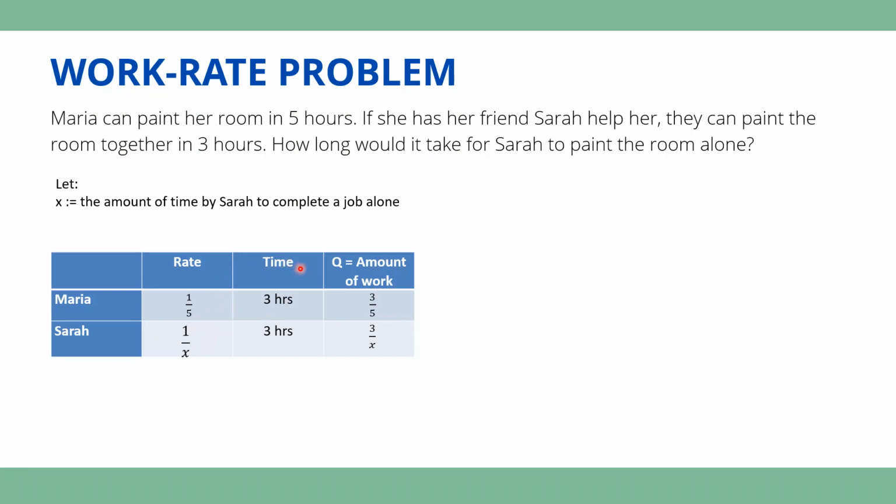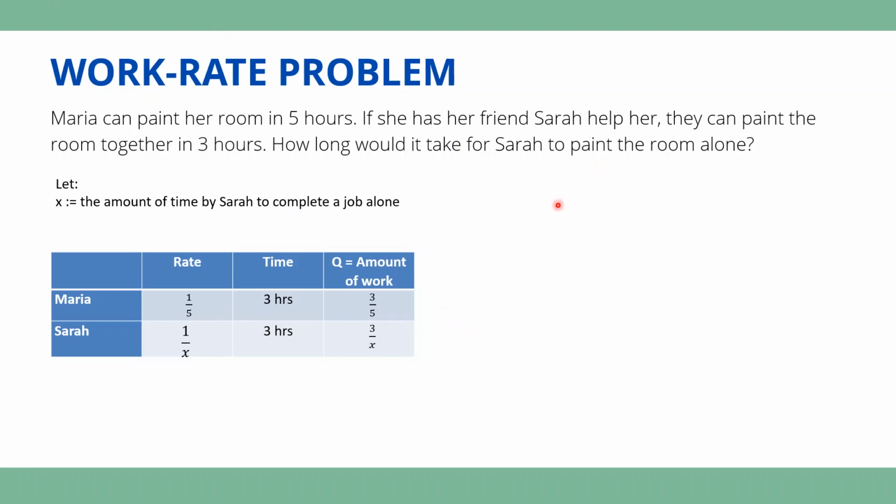Then for the column of our time, meron tayong, sabi sa ating problem, they can paint the room together in 3 hours. So we have 3 for Maria and 3 for Sarah. So for our amount of work, we just simply multiply the rate and time of Maria and Sarah. So we have 1/5 times 3, that is 3 over 5. Then 1 over x times 3 is 3 over x.